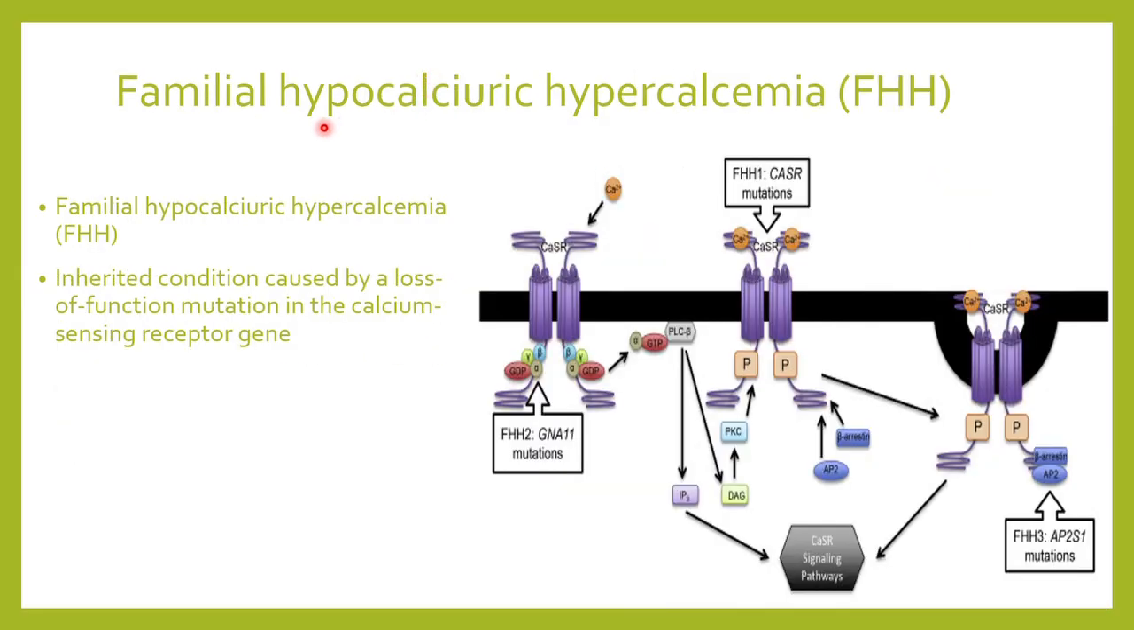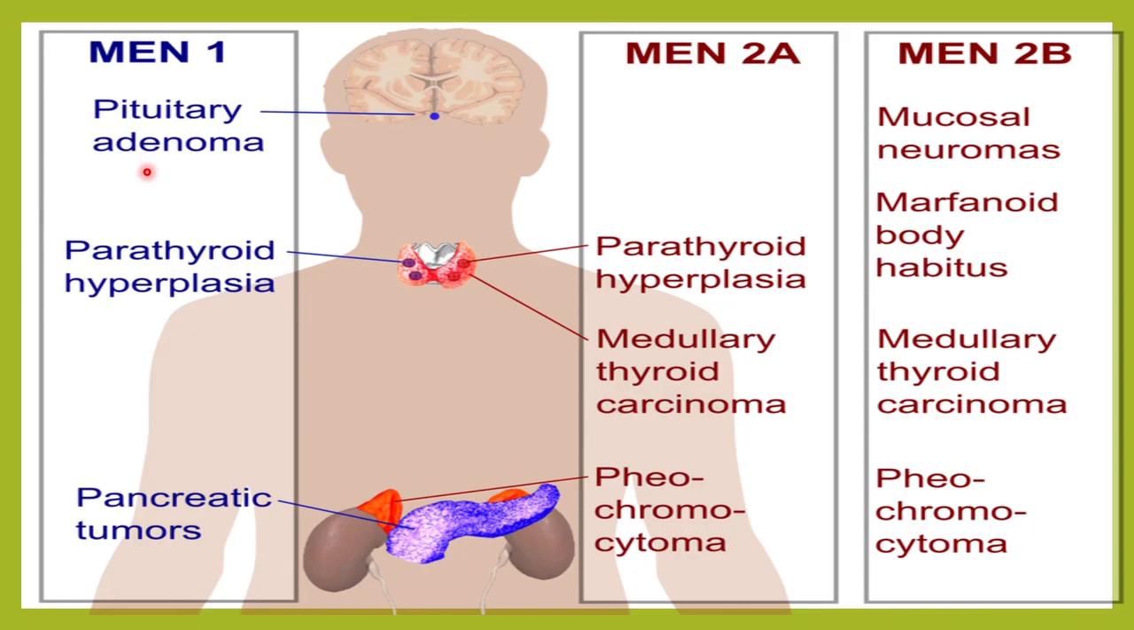Then there is something called familial hypocalciuric hypercalcemia. This is a genetic disease which occurs because of a loss of function mutation in the calcium sensing receptor. So here the patient has increased calcium level in the blood and decreased calcium excretion in the urine, and this happens because of the mutation in the calcium sensing receptor gene. Then multiple endocrine neoplasia: when you have pituitary adenomas, parathyroid hyperplasia, pancreatic tumors, etc., they can lead to hypercalcemia.